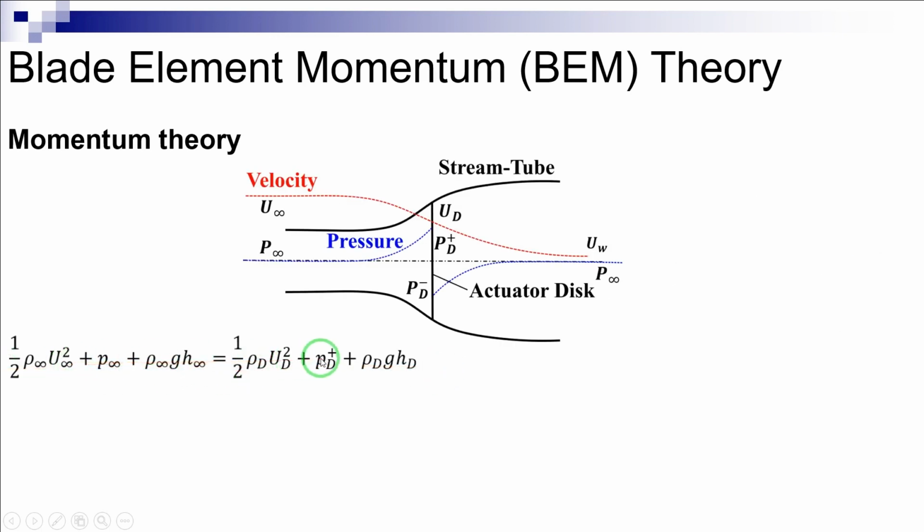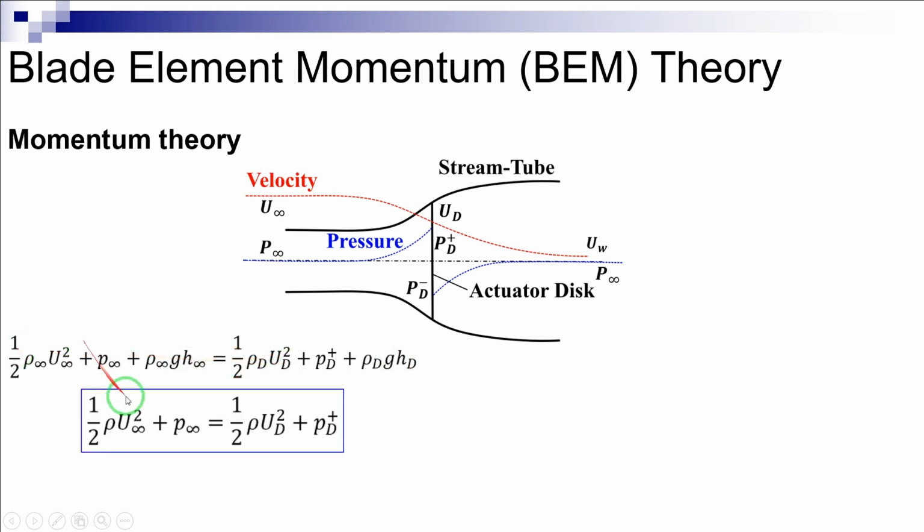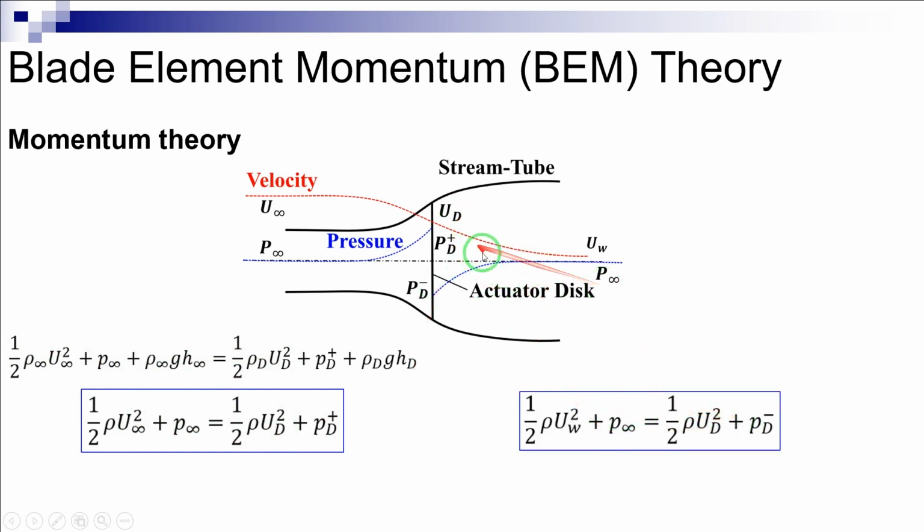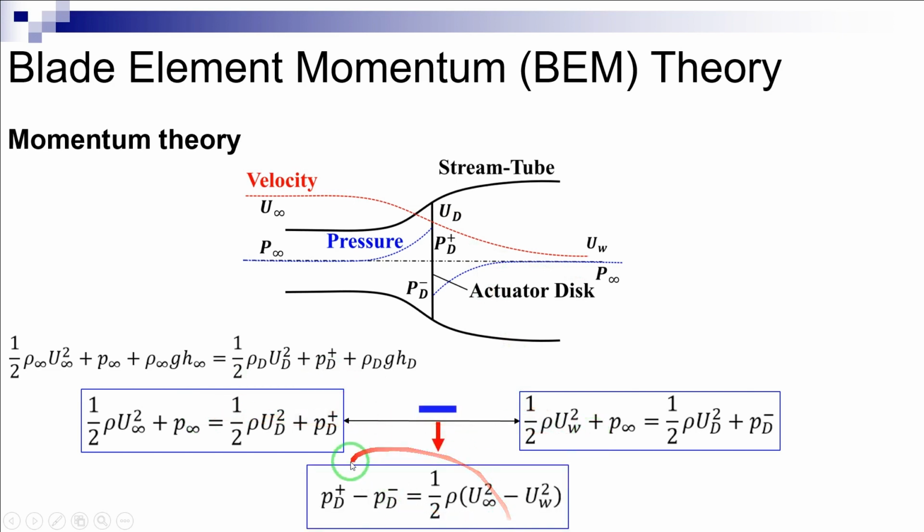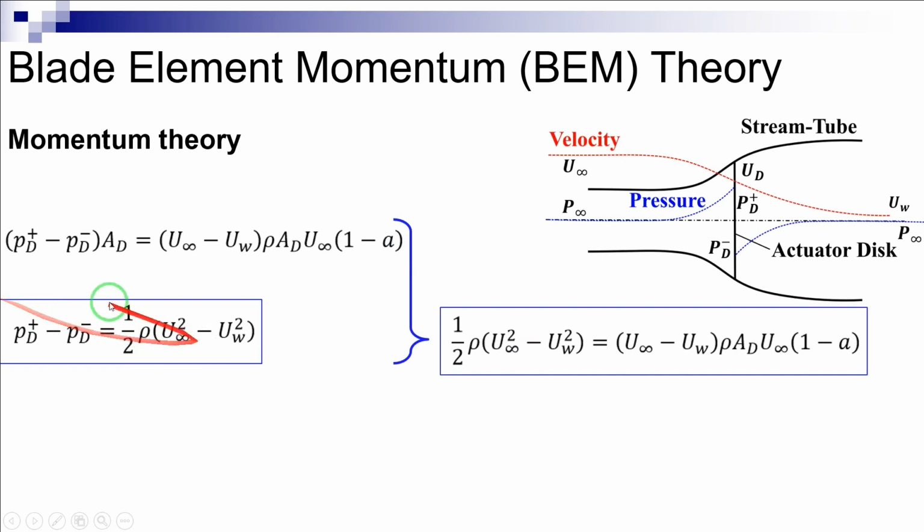If the flow remains incompressible, which means that the flow density remains unchanged, rho infinity equals rho d, and horizontal, which means h infinity equals hd, which means that h remains unchanged, then this equation here is reduced to this one. A similar equation can be obtained for the downstream section, as we can see here. Subtracting the last two equations gives this one. Therefore, substituting this equation into this equation yields this one, from which we can obtain a relationship between the wake and free stream velocities, as we can see here.